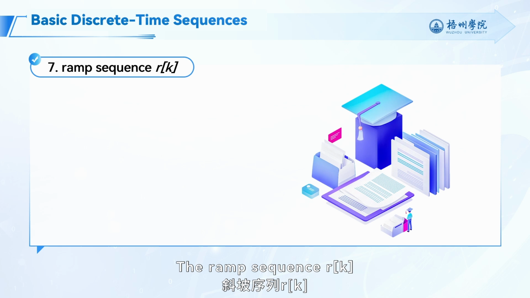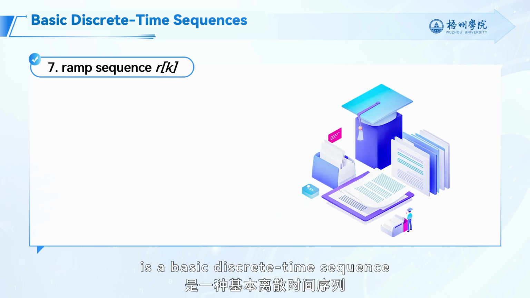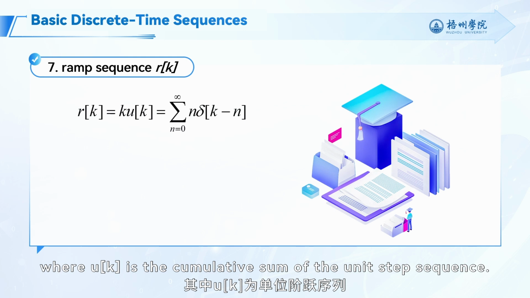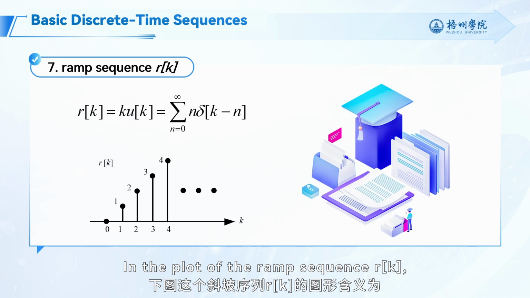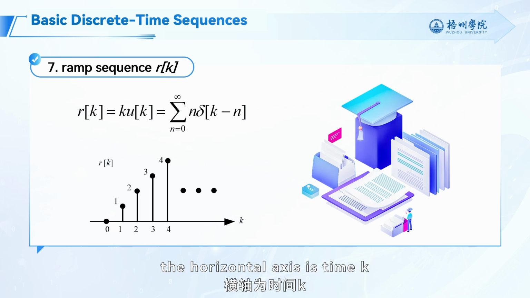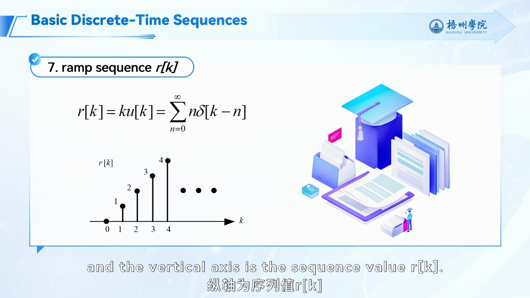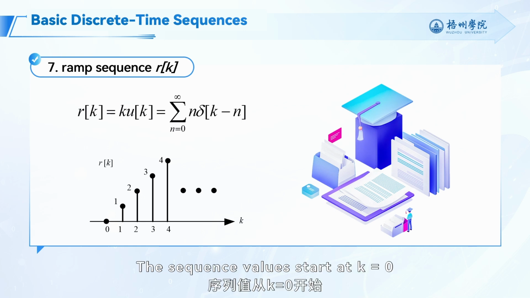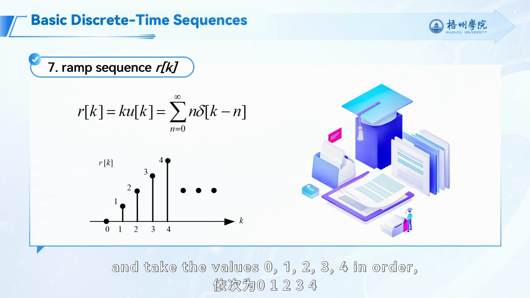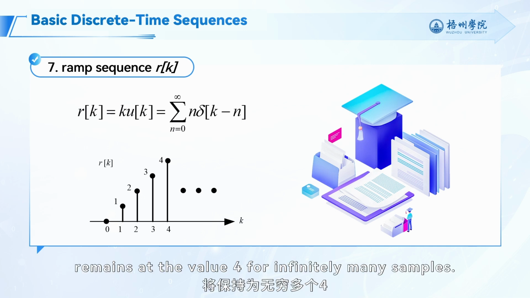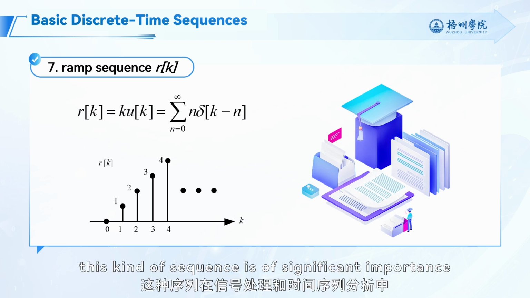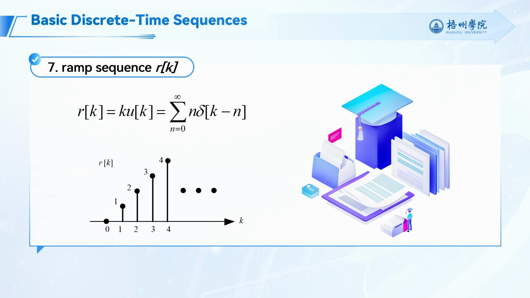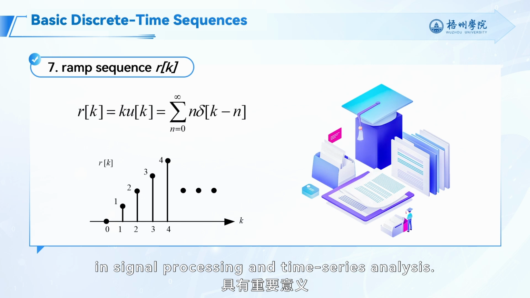The ramp sequence R[k] is a basic discrete time sequence defined as shown in the figure, where u[k] is the unit step sequence. In the plot of the ramp sequence R[k], the horizontal axis is time k and the vertical axis is the sequence value R[k]. The sequence values start at k equals 0 and take the values 0, 1, 2, 3 in order, after which the sequence continues to grow. In short, this kind of sequence is of significant importance in signal processing and time series analysis.